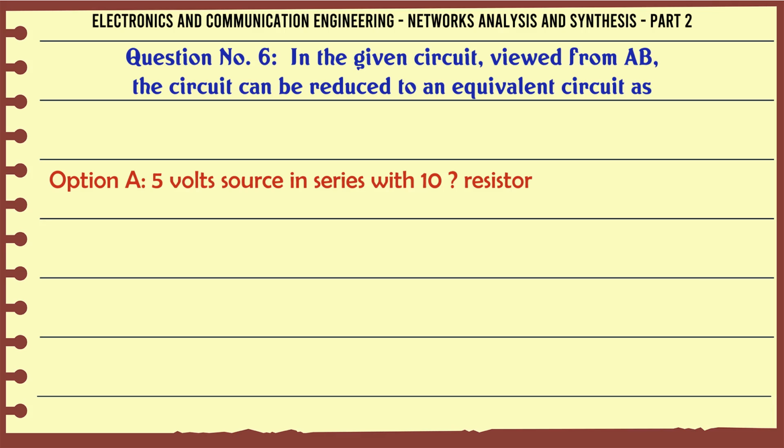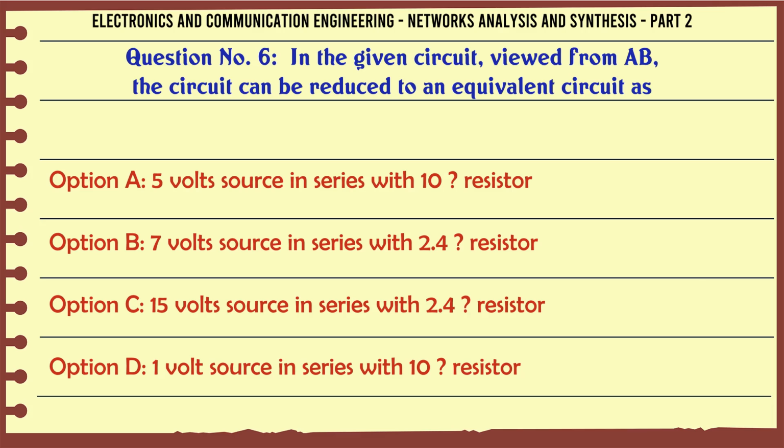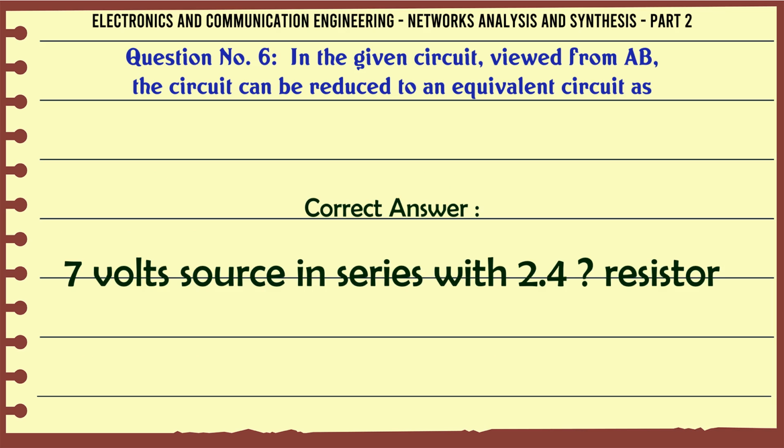In the given circuit viewed from AB, the circuit can be reduced to an equivalent circuit as A. 5 volt source in series with 10 ohm resistor, B. 7 volt source in series with 2.4 ohm resistor, C. 15 volt source in series with 2.4 ohm resistor, D. 1 volt source in series with 10 ohm resistor. The correct answer is 7 volt source in series with 2.4 ohm resistor.